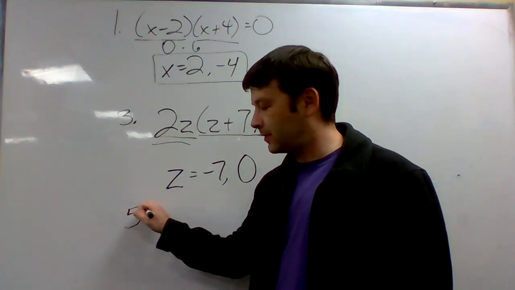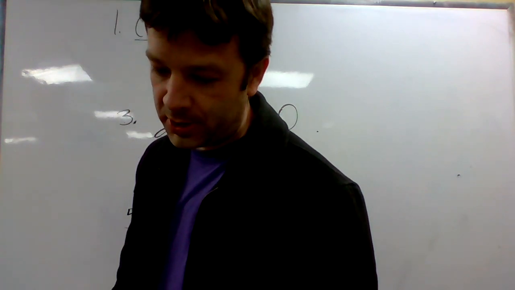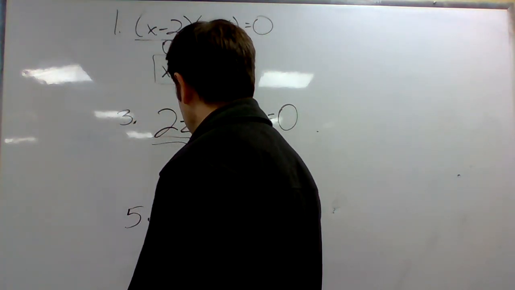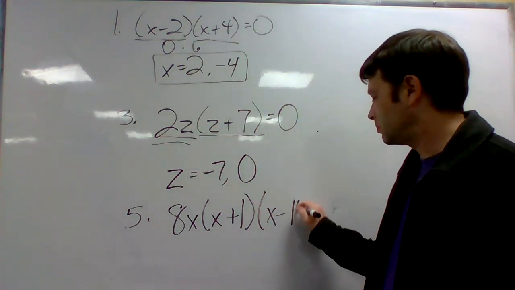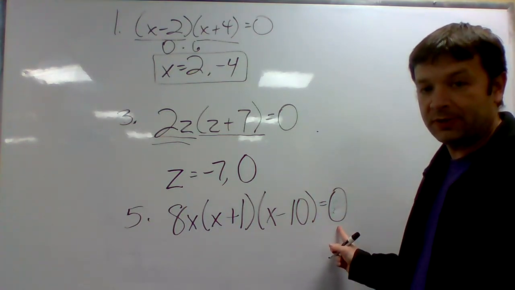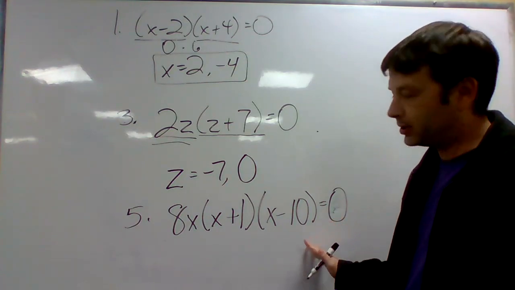Number 5. Okay, number 5 is like 1 and 2 combined. It says 8x times x plus 1 times x minus 10. Notice that on all these problems that we've done so far, it's equal to 0, and you kind of have to have that for these tricks to work.